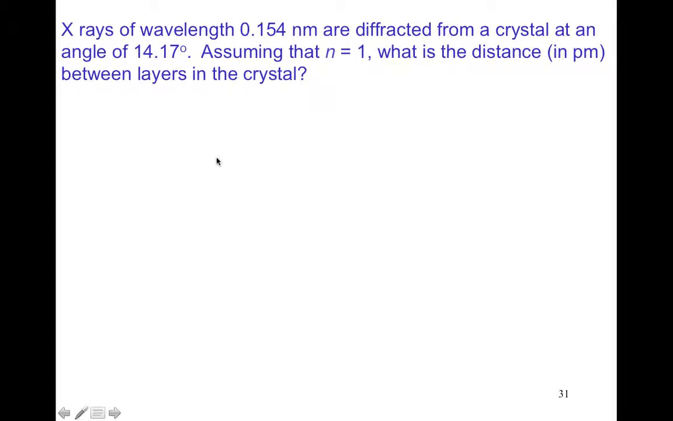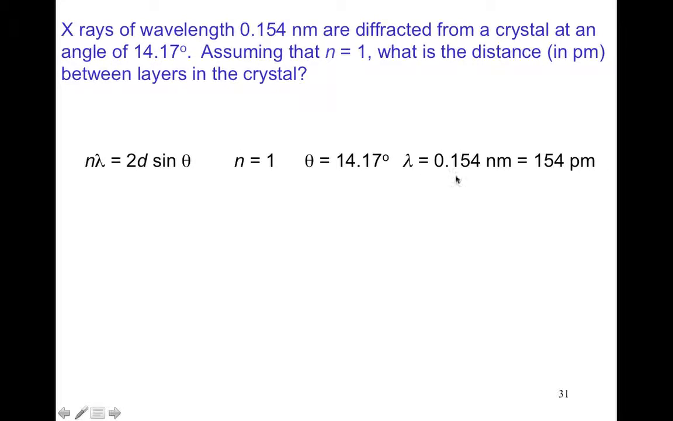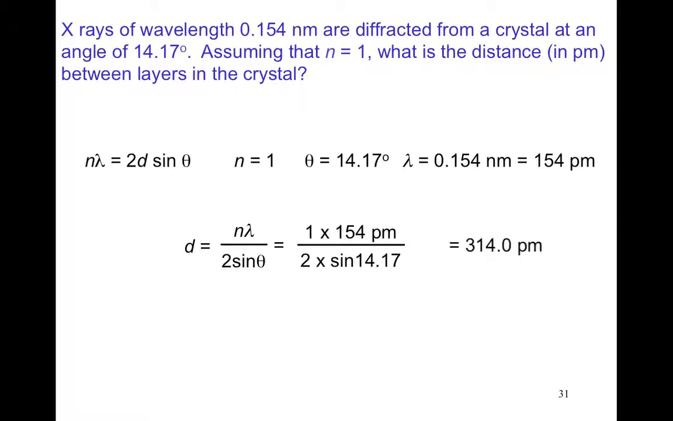So here's an example of how you could do a problem like that. X-rays, they give you the wavelength, are diffracted from a crystal at an angle of 14.17. If n equals 1, what's the distance in picometers between the layers of the crystal? So you use your Bragg equation. You say n equals 1. We have our theta of 14.17, and our wavelength, we change from nanometers to picometers. We solve for d, and that's all there is to it. 314 picometers is the distance between layers in a crystal.